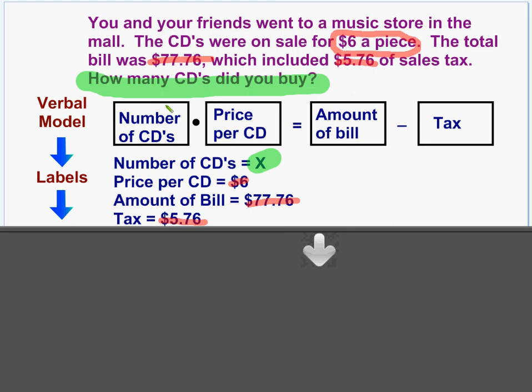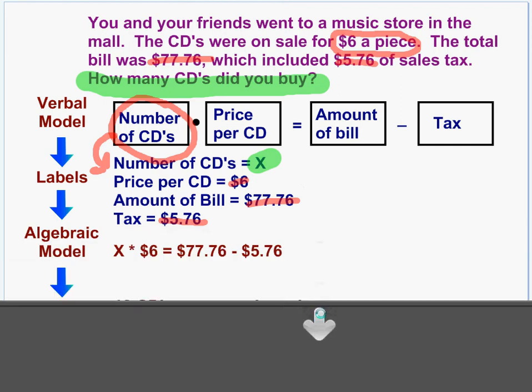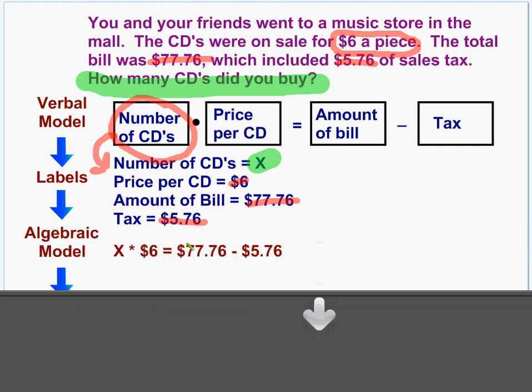So what I do is I take each one of these pieces of the verbal model, I rewrite them down here, and then I assign them. I say, do I know this? Do I not know it? If I don't know it, I give it a variable. If I know it, I fill it in.